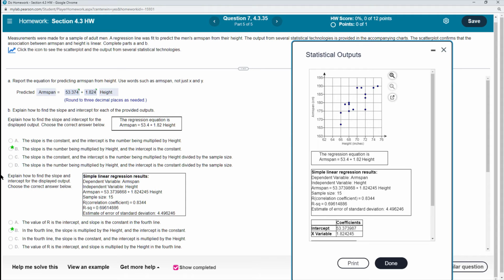Explain that. And then you look at another box here. Explain how to find the slope and the y-intercept for the displayed output. Choose the correct one there. So if you look at this second box here, in the fourth line, we see our regression equation. So we see that the slope is being multiplied by the height, and the y-intercept is a constant.